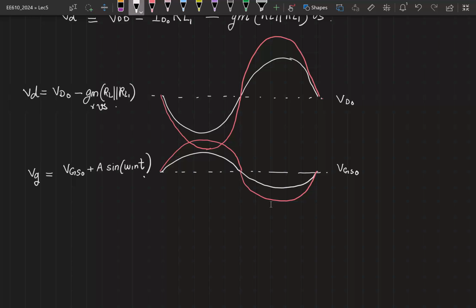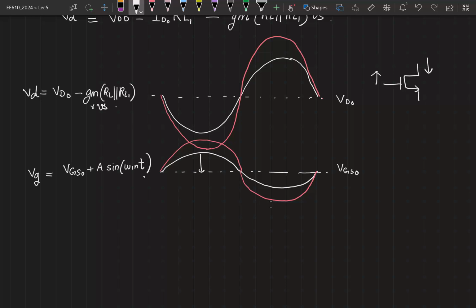So I have taken an NMOS. I have increased the voltage at the gate, and I see that the voltage at the drain is going to decrease. Right? And if I assume that the gain was 10 times, if GM into RL parallel RL1 was equal to 10, I give 10 millivolt, I would get 100 millivolt swing at the output.